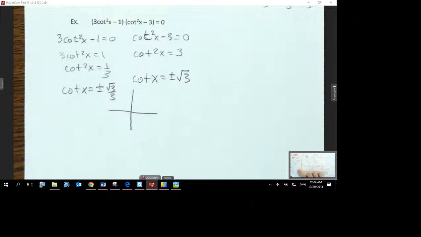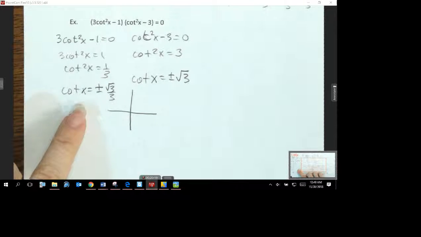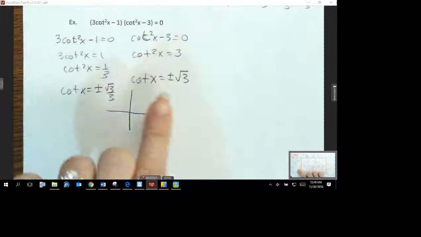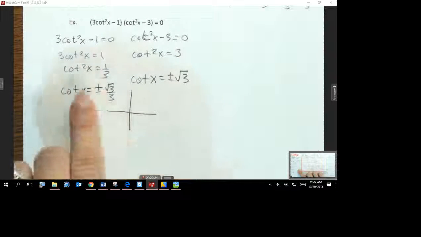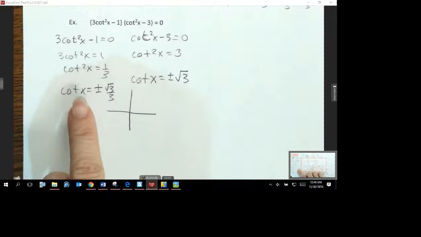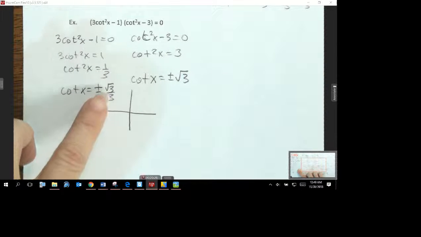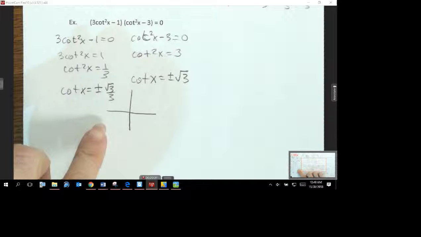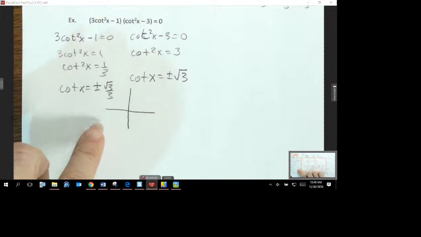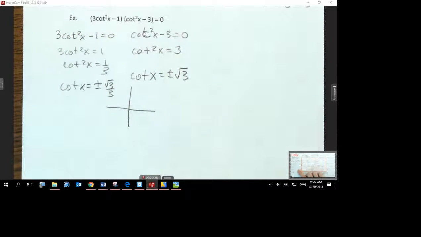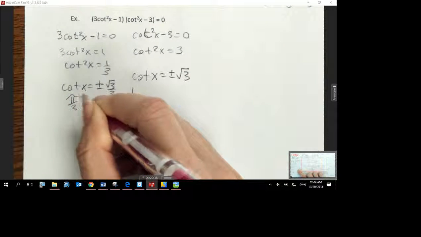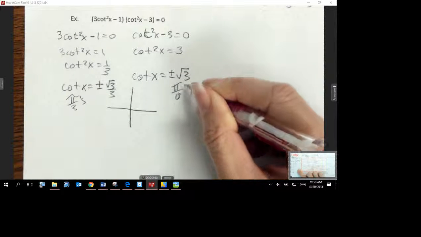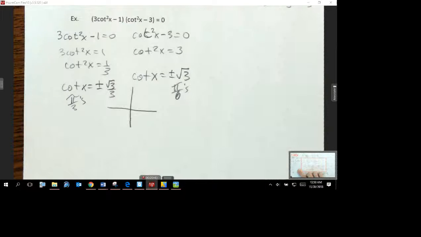So I added, I divided, I square rooted. When I square root, I have to have a plus minus. And I got that cotangent x is plus minus radical 3 over 3, or cotangent x is plus minus radical 3. I do need to know which is which. What's the answer for cotangent for the radical 3 over 3? About 30 or 60? 60. Yeah. So pi over 3 is over here. And then on this one, it's going to be the pi over 6's, but it is every quadrant.